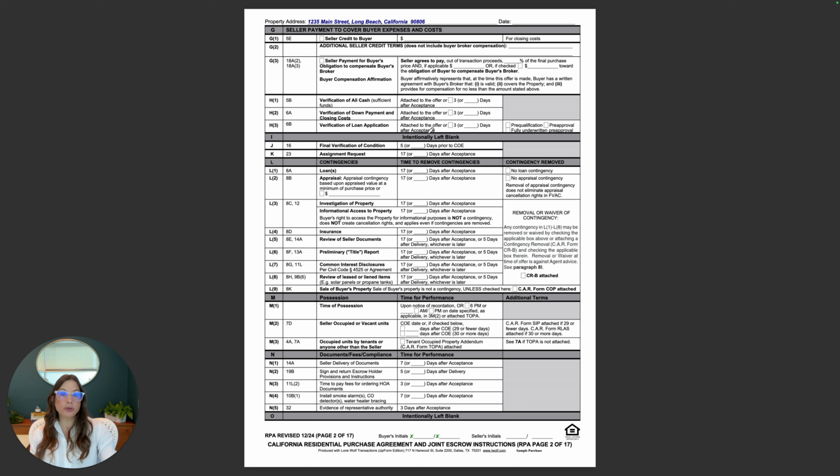So I'll verbally go over what we typically shorten these to, which I think is pretty standard. But typically the loan, we shorten it to a 14-day loan contingency. Your lender should be able to provide you your conditional loan approval by day 14. Which leads me to a caveat. Not a caveat, a tangent.